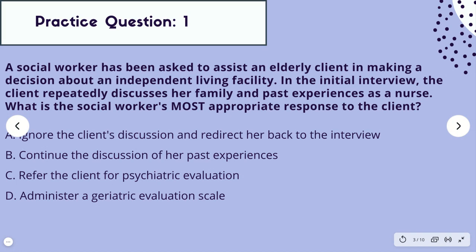What we can also eliminate is D, administer a geriatric evaluation scale. Once again, you always want to ask, what is this question asking me? There's nothing here that gives me the sense that we would need to administer a geriatric evaluation scale right now. Which leads us to our last answer choice, which is B, continue the discussion of her past experiences.